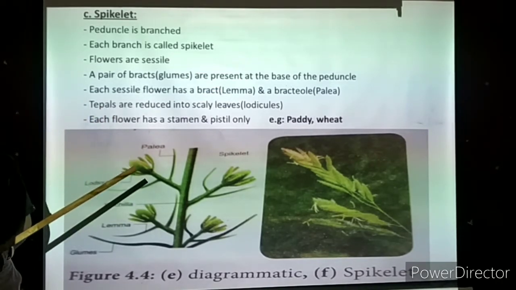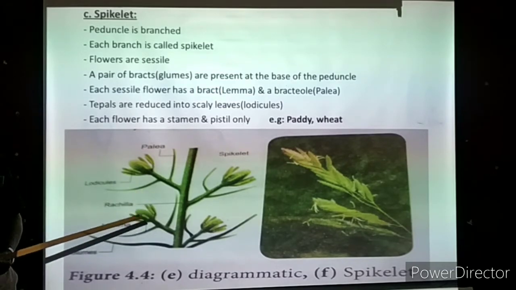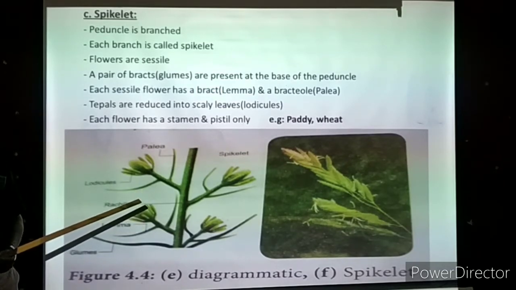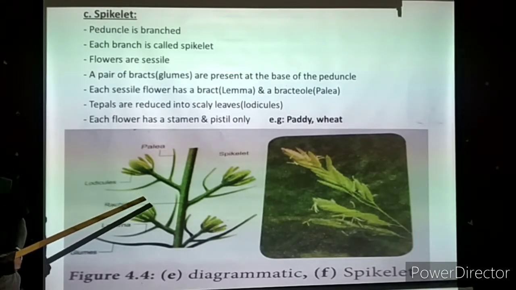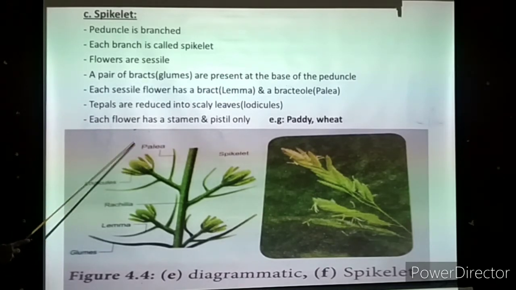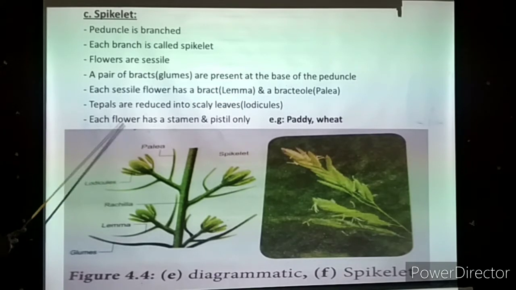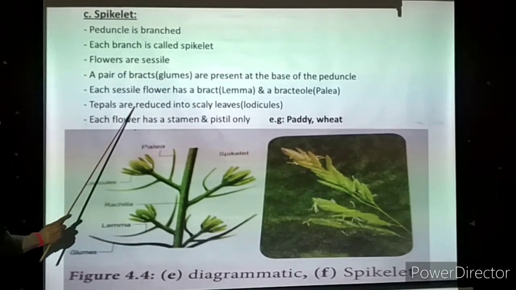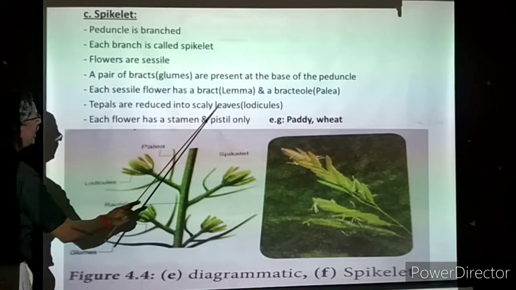We cannot identify whether it is a sepal or petal. Normally in general flowers, sepals will be green and smaller in size. Petals will be broad, flattened and of any other color, maybe yellow or pink or red. But here there is no color differentiation. Both look alike, so we cannot say whether it is a sepal or petal. That is called tepals. Tepals are reduced into scaly leaves.